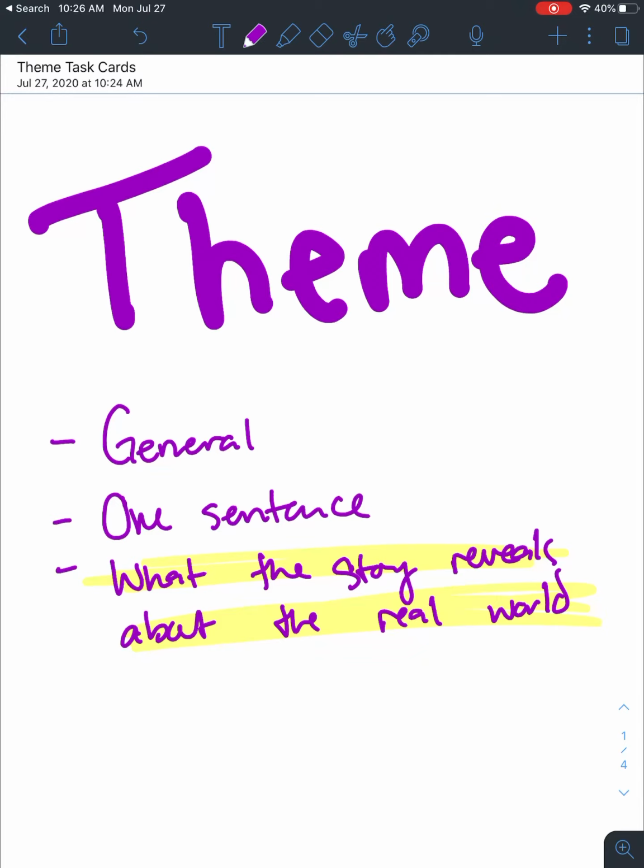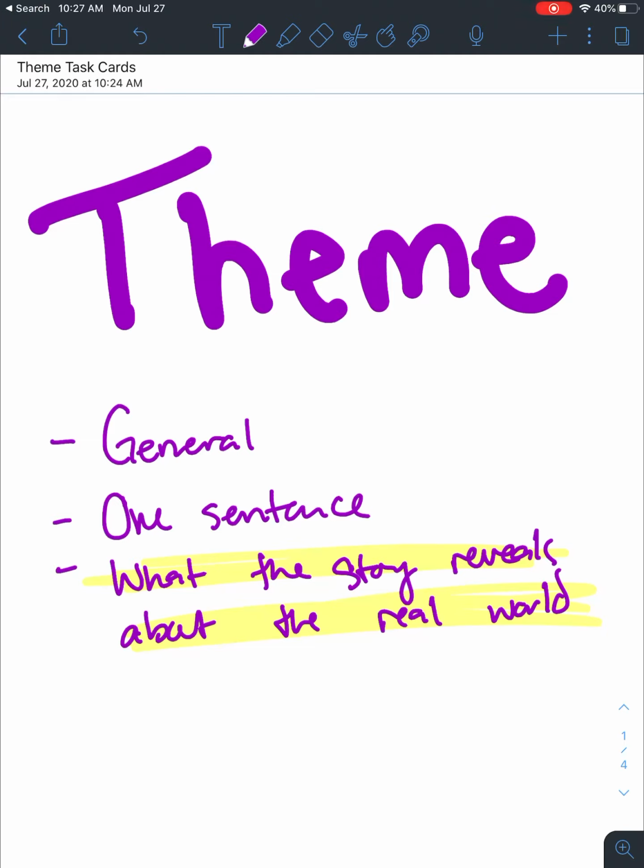The moral of a story is often when, like in a children's story, they're telling us to do something. Don't talk to strangers. Don't take the easy way out. Don't try to trick people. Things like that. Whereas the theme is more sophisticated. It's just going to tell us something about the real world.